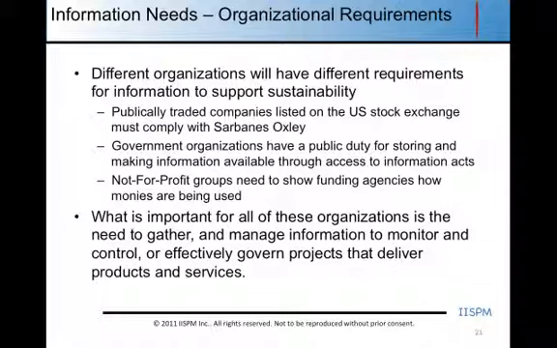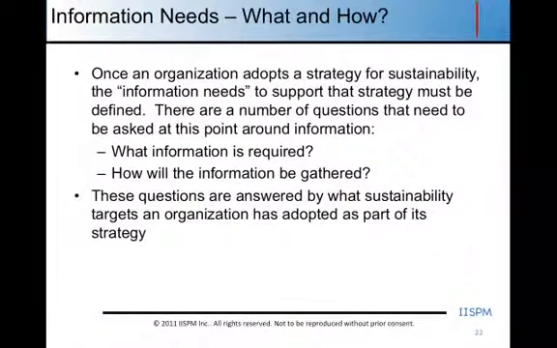All of these organizations have information requirements in common. They need to gather, manage, and monitor and control projects, and they need to do that through information. These projects are delivering the products and services of the organization, so they need to know what is actually going on. So once an organization adopts a strategy for sustainability, the information needs to support that strategy have to be defined. And there's a few questions that need to be asked around this.